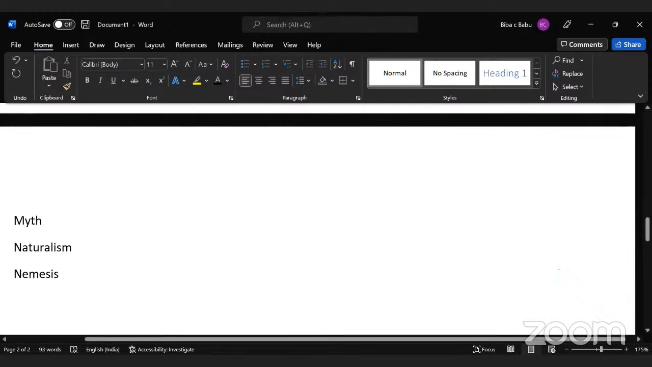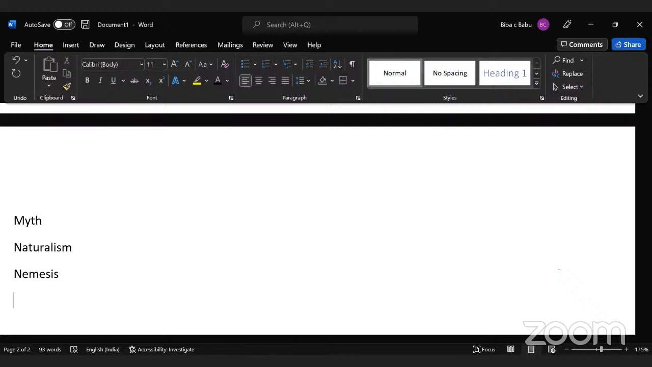Next is nemesis. Nemesis is a kind of opposite person, what you call an enemy. A person or even a situation that brings a downfall. Downfall means the fall of a person. It destroys a person. It can be a person, an event, or a situation that brings downfall of a person. That is called nemesis. You say karma, right? You can't escape your own deeds. Karma itself is a nemesis.